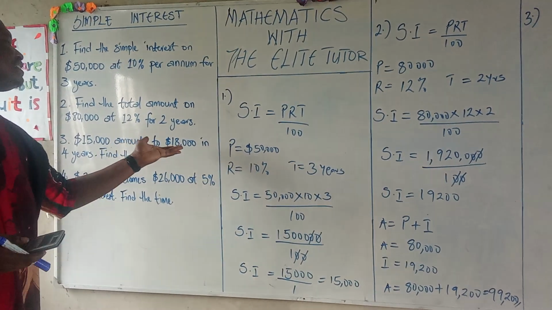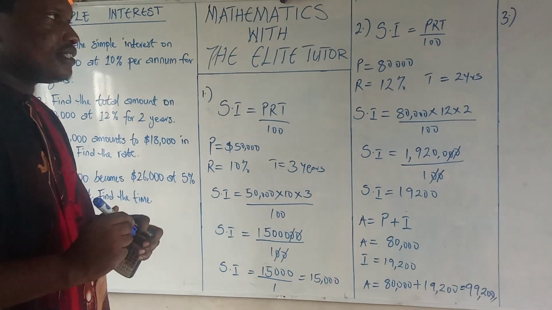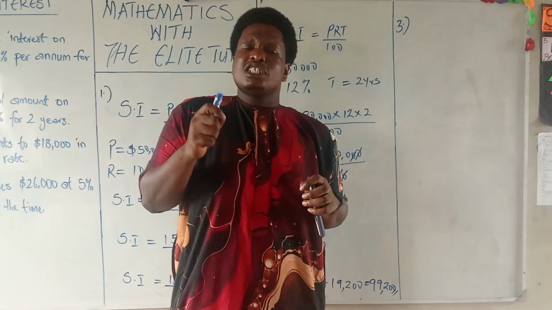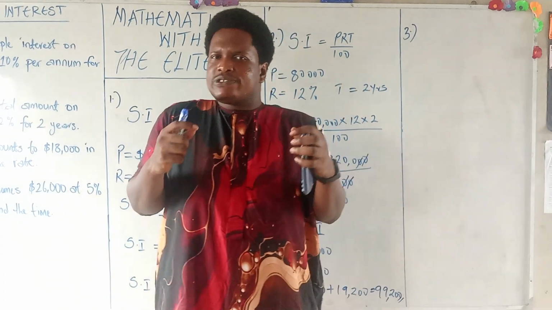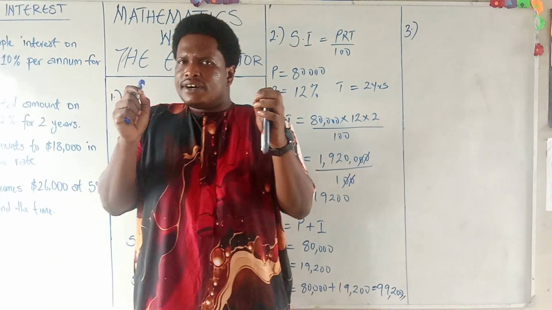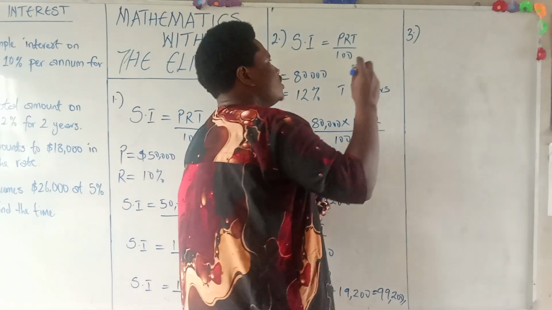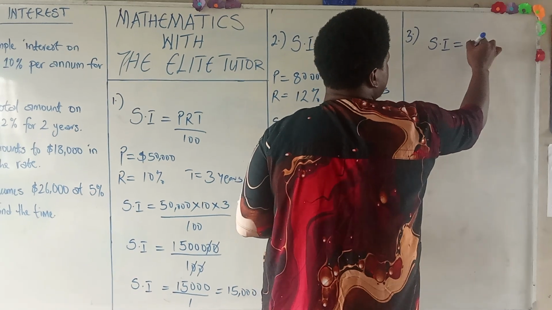$15,000 amounts to $18,000 in 4 years. Find the rate. Now this question, I want you to pay attention to, because it will also give you an idea on the concept of change of subject formula. Now, what do I mean? Please follow closely. So we have that this is the formula for simple interest.